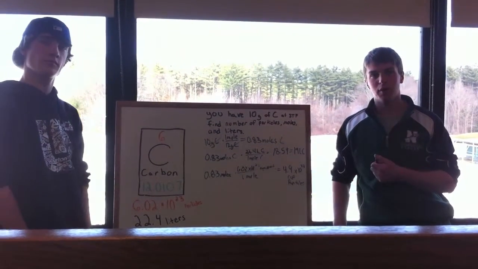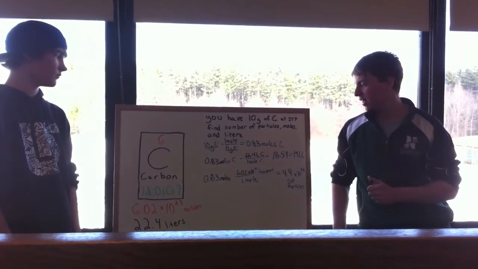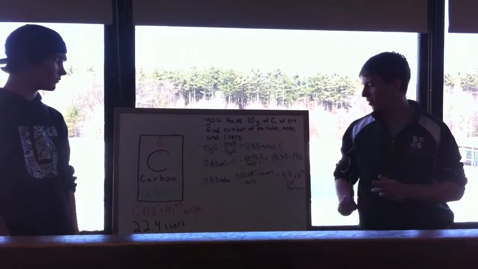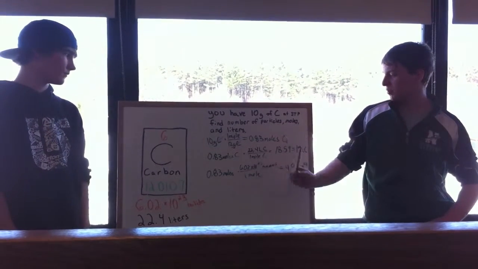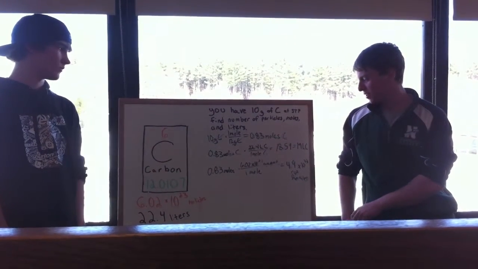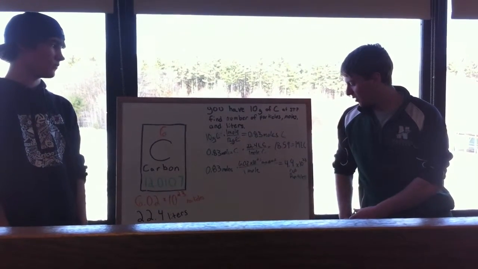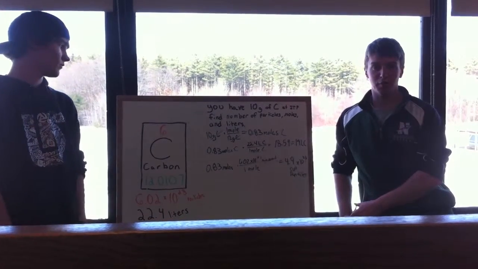And finally, if we want to figure out how many representative particles, such as the number of atoms, are in our sample, we would take the 0.83 moles of carbon, multiply it by Avogadro's number, which is the mole, 6.02 times 10 to the 23rd representative particles, and we get 4.9 times 10 to the 23rd representative particles, which is an incredibly large amount of particles.